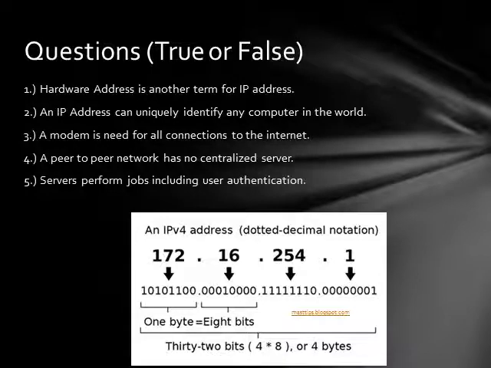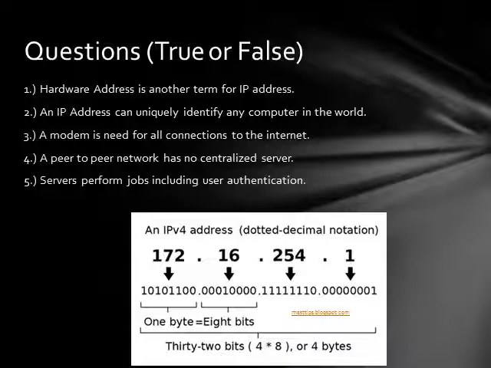The third question is actually a set of questions, and they're going to be either true or false. There are 5 different prompts here. The first one is, hardware address is another term for IP address. Is that true or false? Second, an IP address can uniquely identify any computer in the world. Is that true or false?